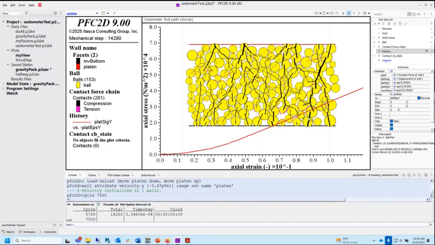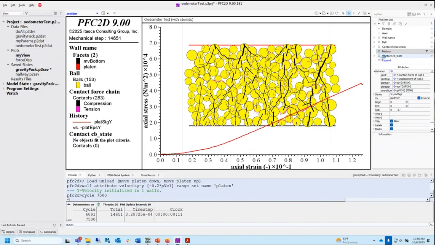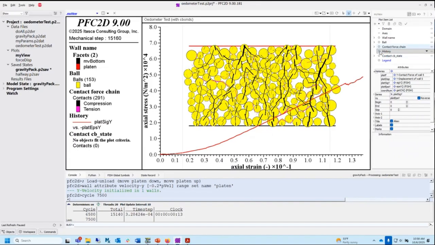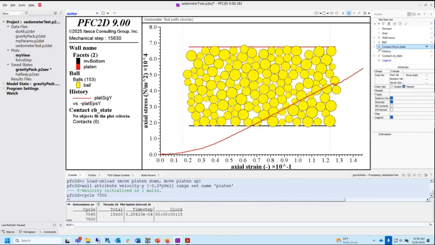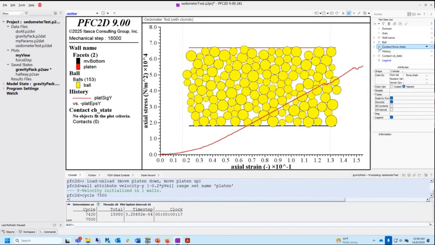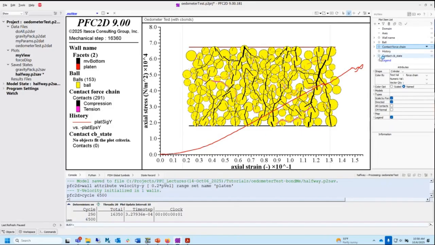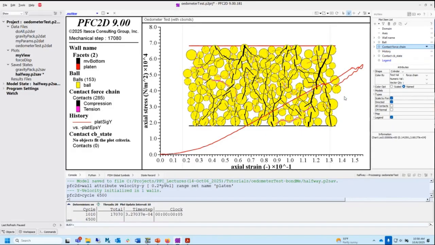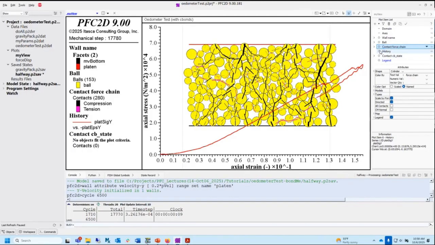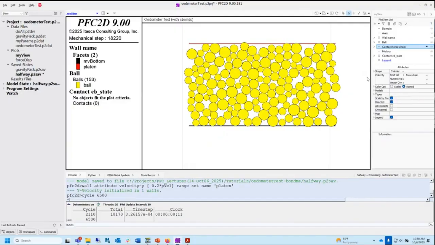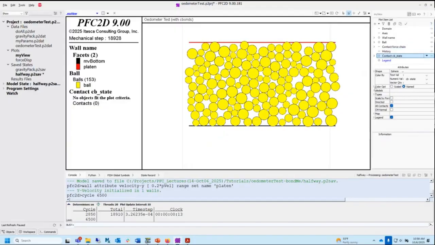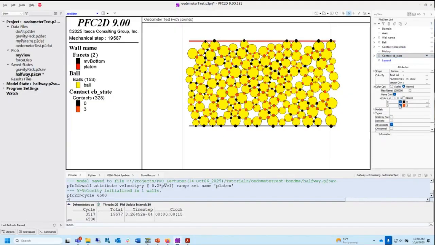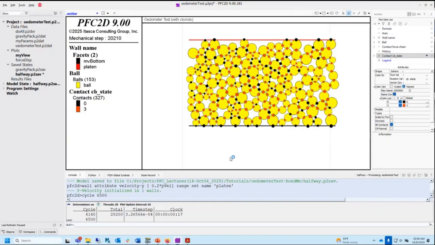So now, turn off the force chains. No breakages yet. Maybe there's no breakages yet. Now we already unloaded it. I think it didn't break. Oh, wait, state. Showing everything, 0 and 3. Nobody broke.